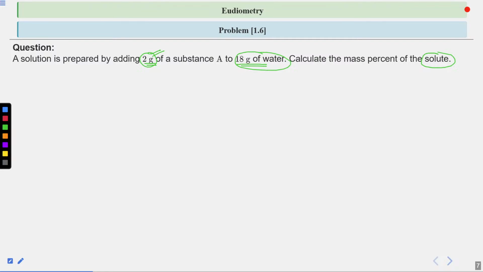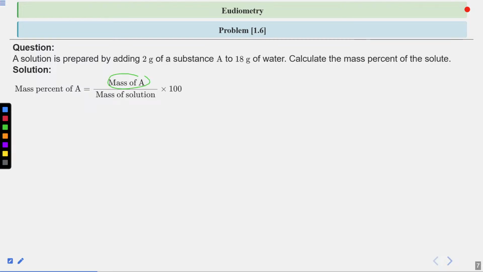As I am already getting many answers from the students, in this we will simply use our formula, which is mass of A by mass of solution, where A is your substance, multiplied by 100. If I put in all of this, what is the mass of A? Mass of A is 2 gram. What is the mass of solution? Don't take the mass of water itself. Add 2 gram to it to get the complete mass of solution, because mass of solution is mass of solvent plus mass of solute. So 2 by (2 plus 18) into 100.